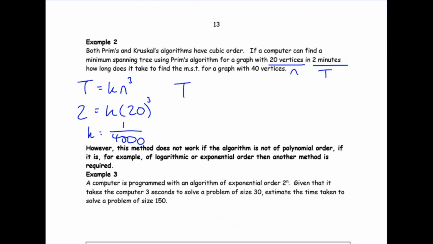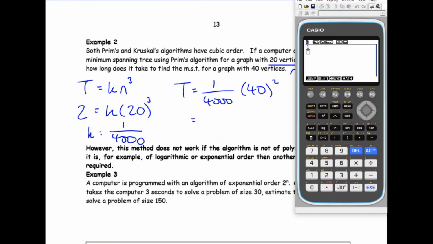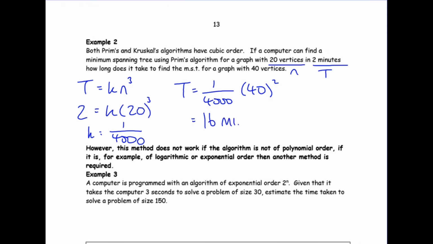If we then put in n is 40, 1/4,000 times 40 cubed. This will take 16 minutes. Again, alternatively, you could do this using the scale factor. So we've got double the number of vertices. If it's cubic order, we need to times time by 2 cubed. So we've got 2 times 8 gives you 16.